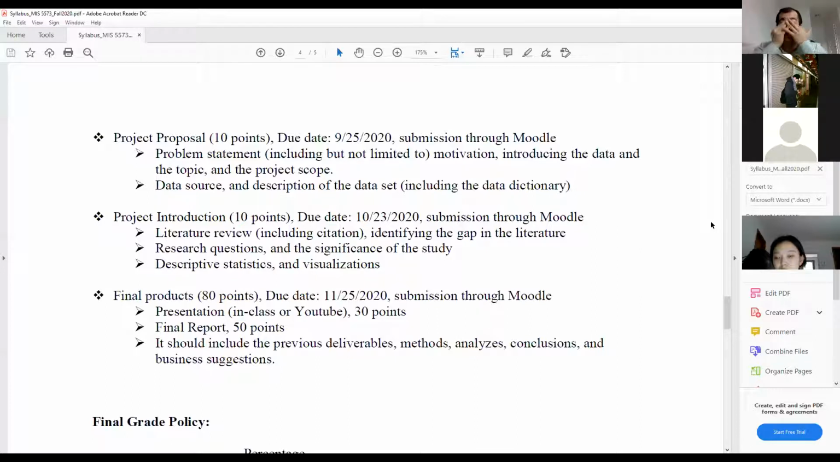And the final product, which you submit by the end of the semester, you need to make a complete project and do a presentation either in class, or you make a YouTube video and write the final report in a professional format. And you need to just sum up all of your previous work. So in the complete comprehensive report, you include the project proposal, introduction, and the new parts that you make for the last delivery.